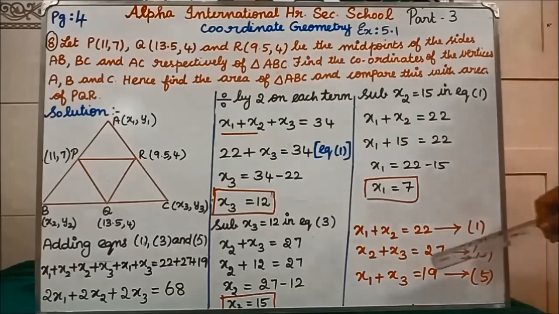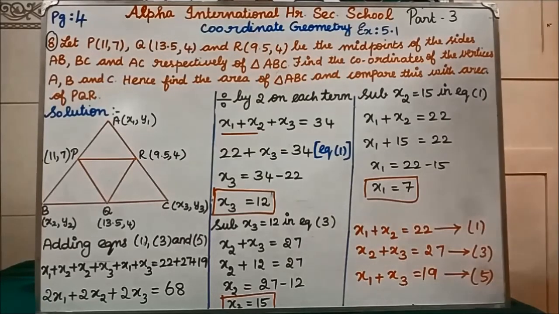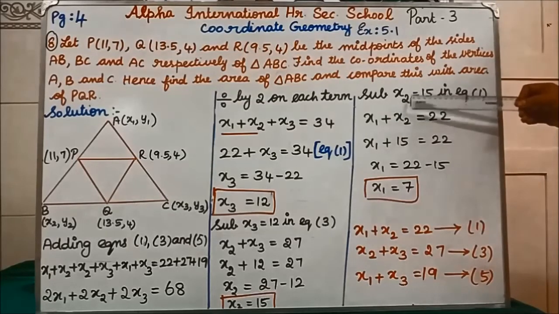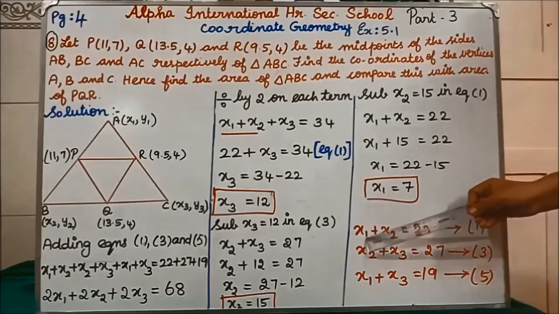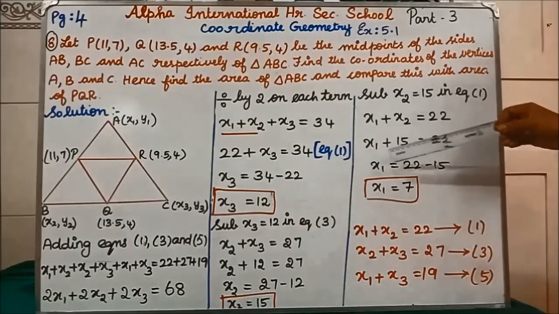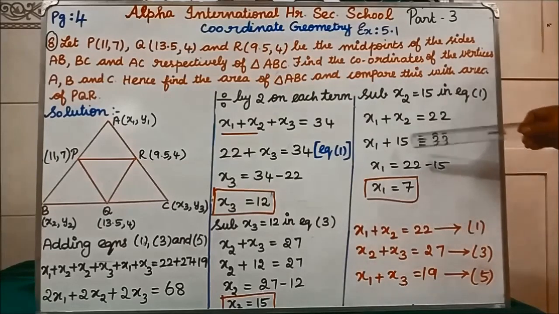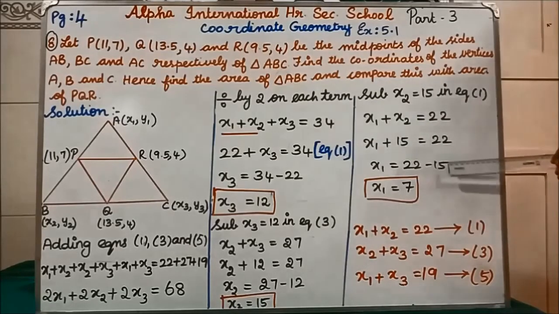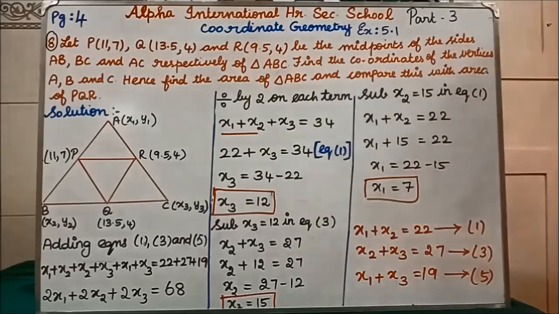x1. So where x1 is coming, either you can substitute in equation 1 or in equation 5. I have chosen equation 1. Substitute x2 equal to 15 in equation 1. Equation 1 is what? x1 plus x2 equal to 22. x1 plus, instead of x2 we are having 15, equal to 22. Take this 15 this side. 22 minus 15 is 7. Clear? Now we have got x1 value, x2 value and x3 value.